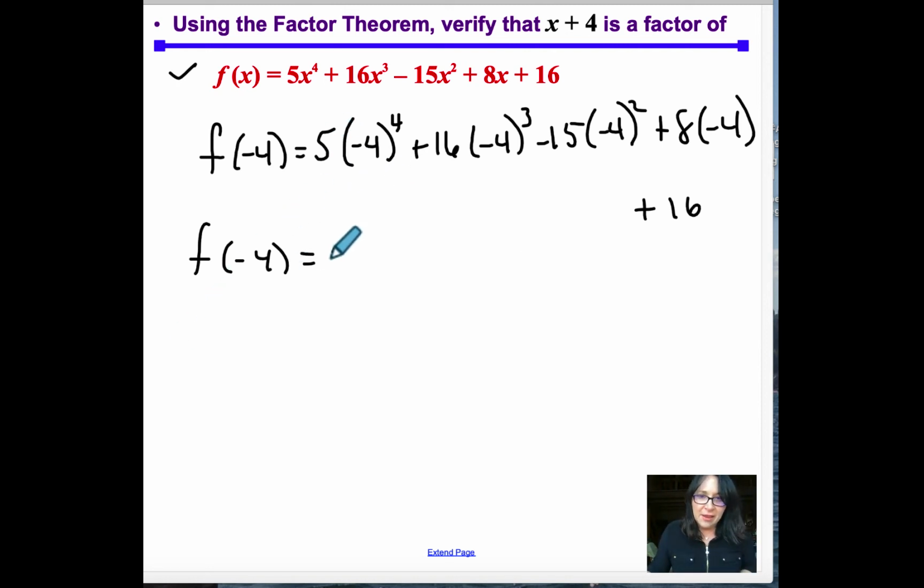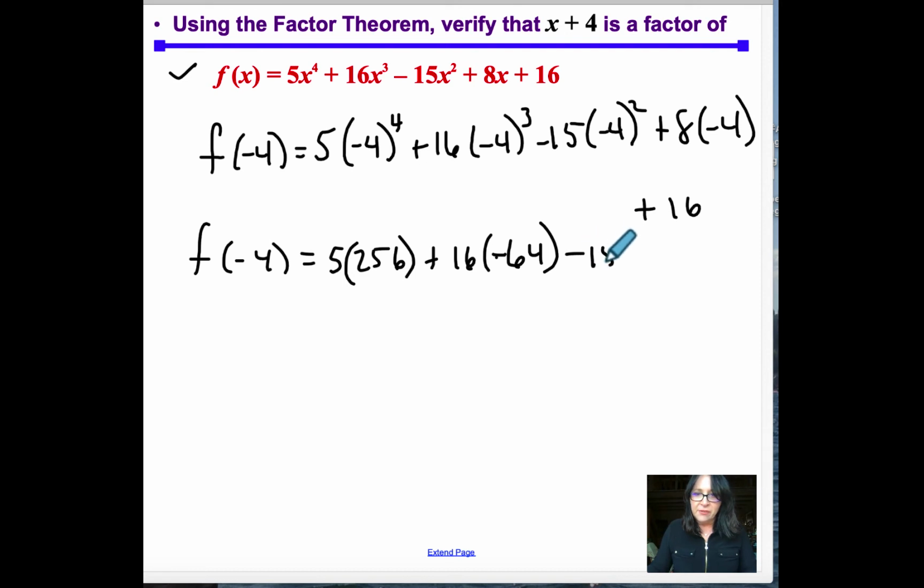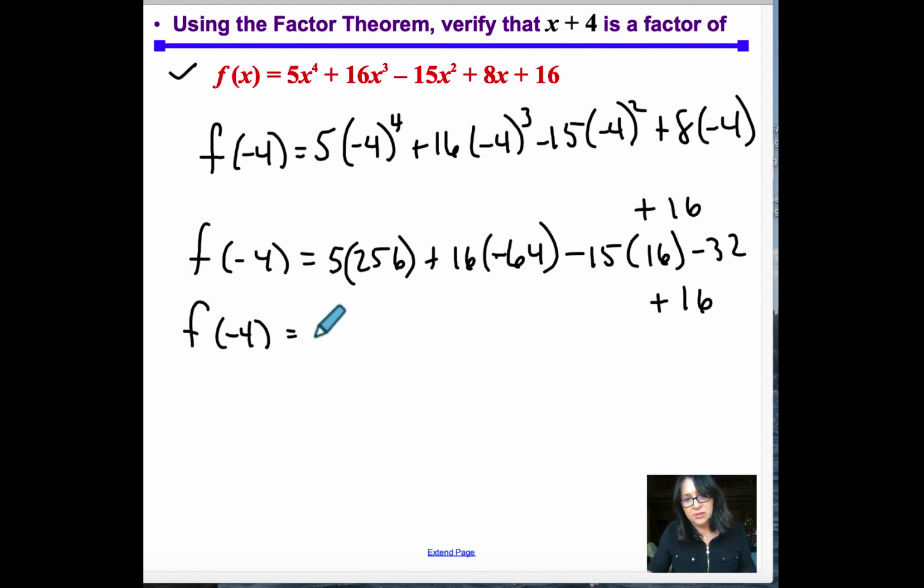You decide. 4 times 4 is 16. 16 times 16, that's 256. Plus 16 times negative 4 times 4 is 16 times 4 is 64. So that's going to be negative 64 minus 15 times 16. Minus 32 and then add 16. Take a minute and figure out if that works. I'm going to pause this for a second to calculate it. And working it out, yes, you end up getting f of negative 4 is equal to 0.